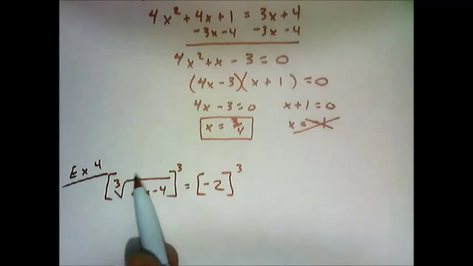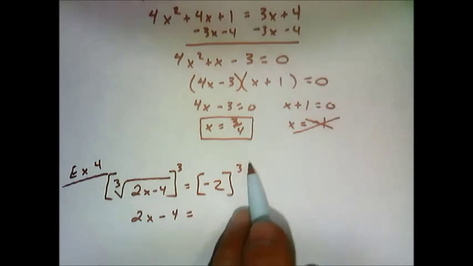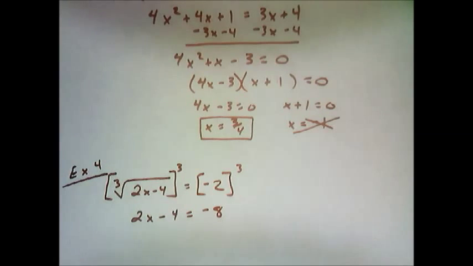So my third root and my third power are going to cancel. So I have 2x minus 4. Negative 2 to the third power gives me negative 8. Solving, I can add 4 to both sides. So 2x equals negative 4.